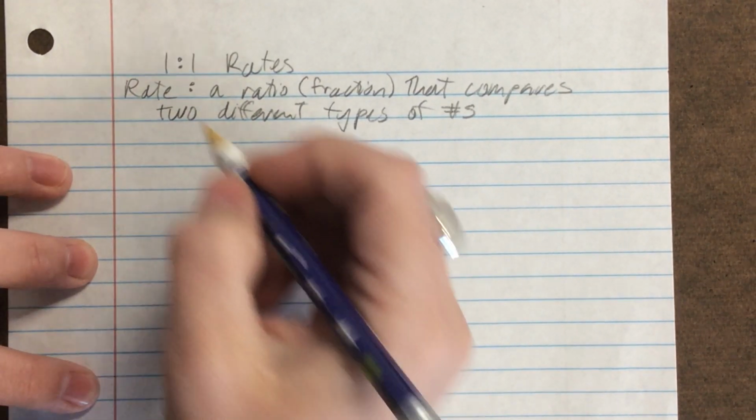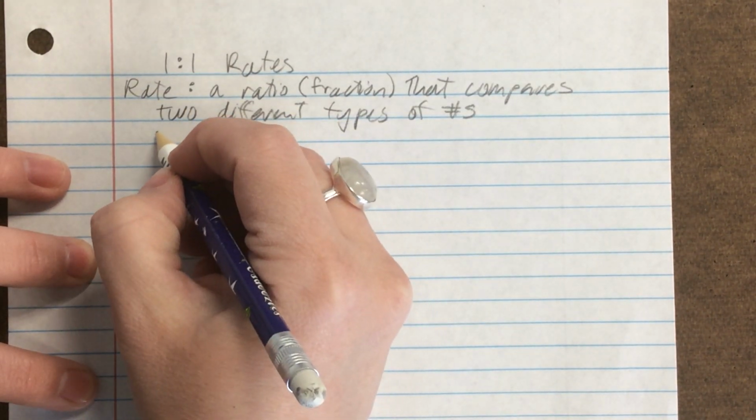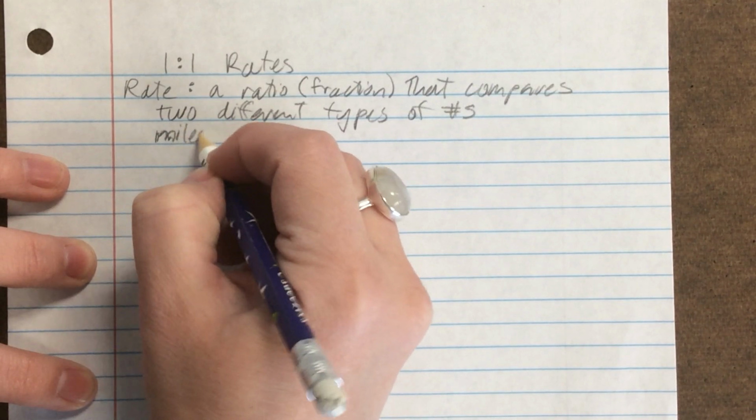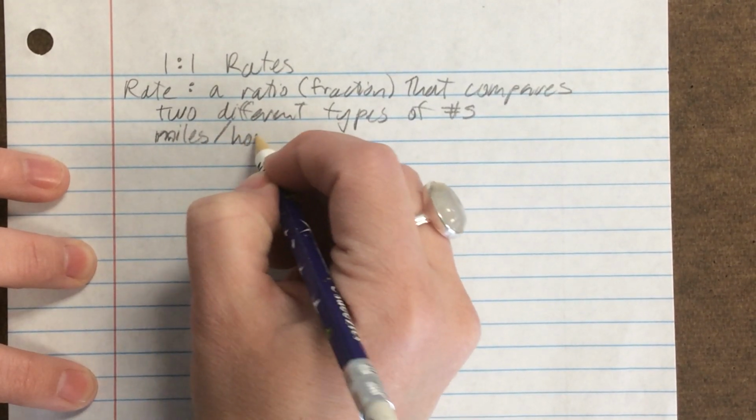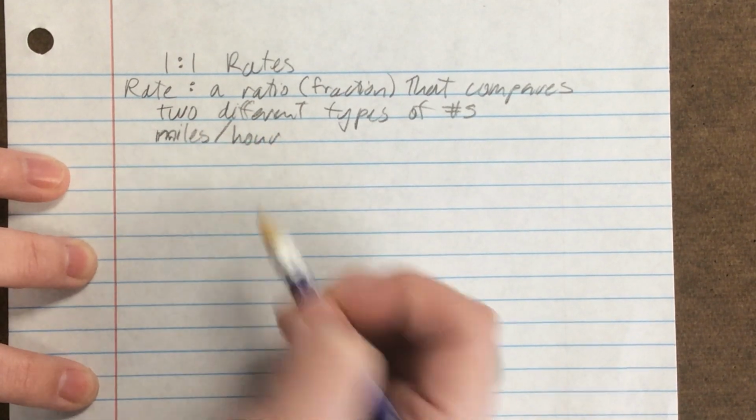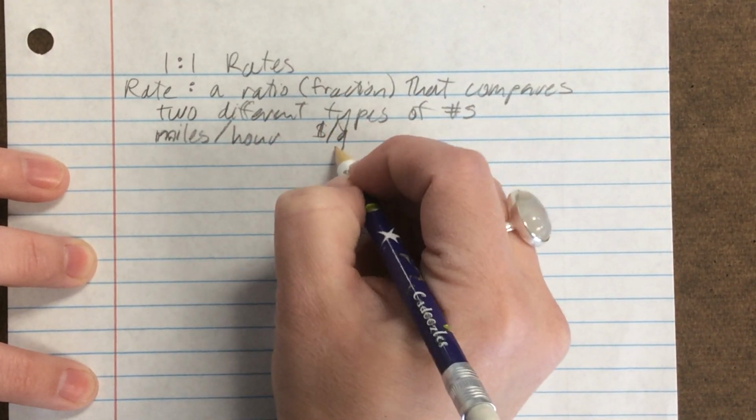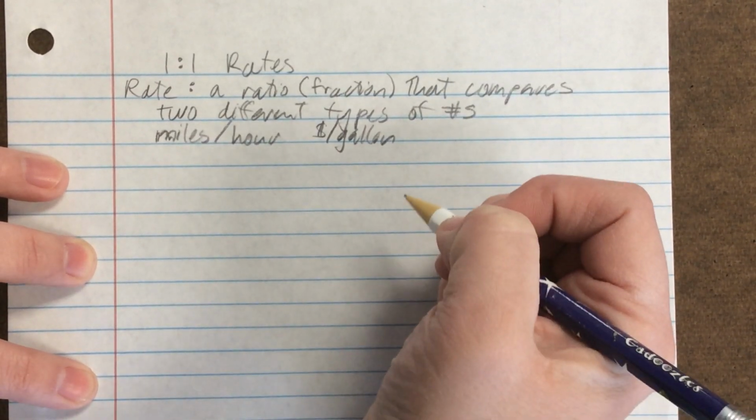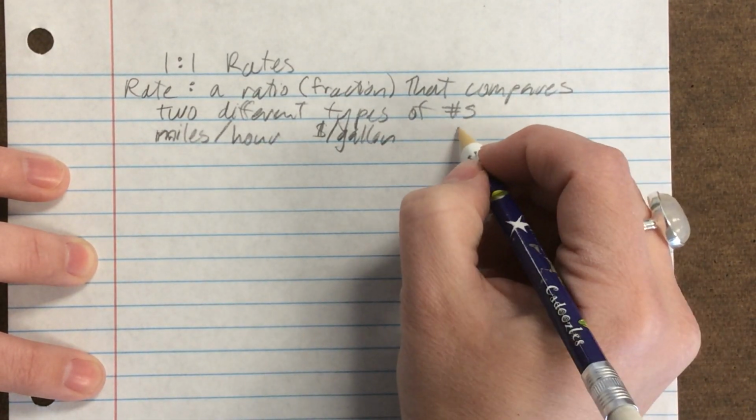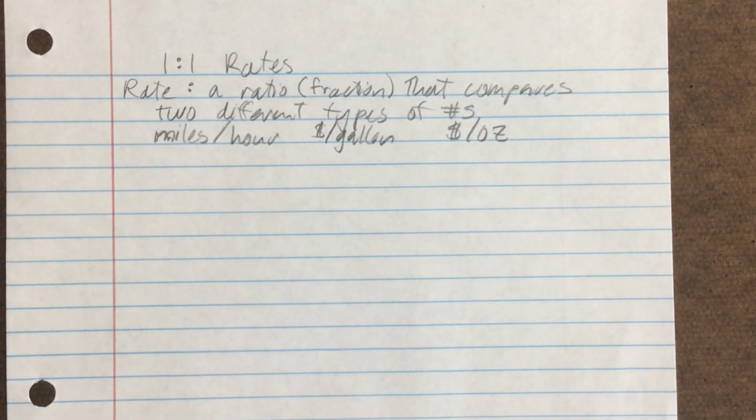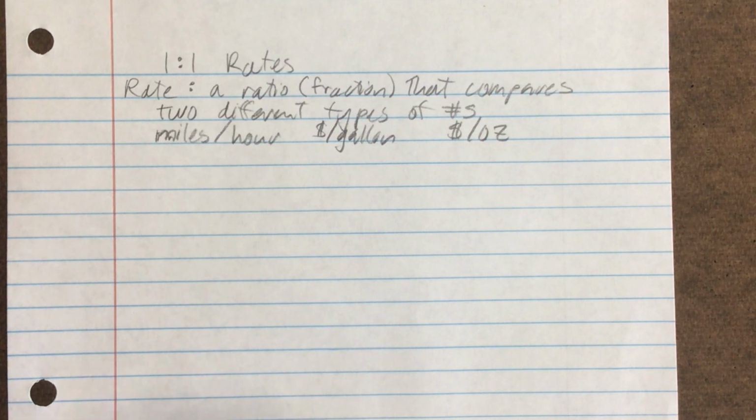Things such as, I'm sure you've heard of, like miles per hour. So we're comparing miles and hours, or dollars per gallon, or dollars per ounce if you're comparing stuff at the grocery store. That's a great way to figure out what the best value is. Okay, so a rate is just a ratio or a fraction that compares two different types of numbers.